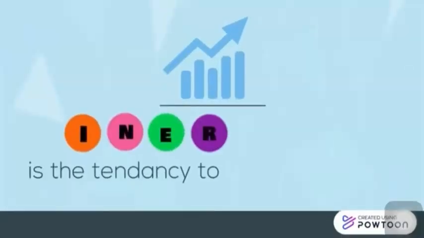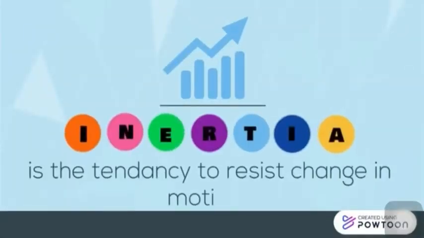Inertia is the tendency of an object to resist change in motion. This means that in order to overcome inertia in any situation, an unbalanced force must be applied.